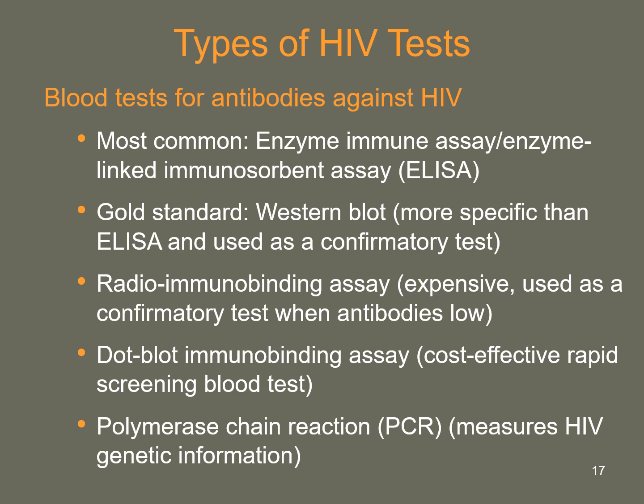Types of tests. So we have blood tests for antibodies against HIV. Most common is the enzyme immunoassay, enzyme-linked immunosorbent assay, which is also known as ELISA.